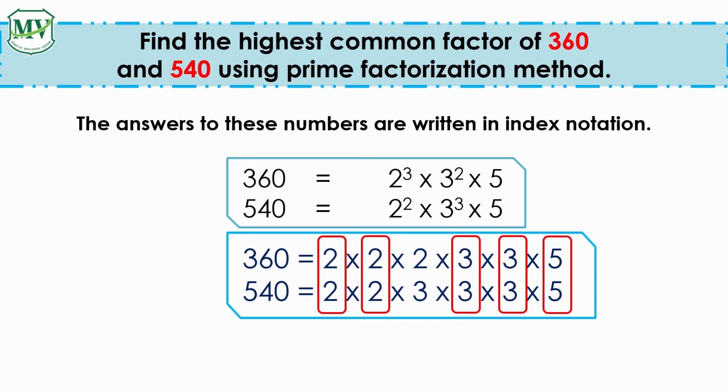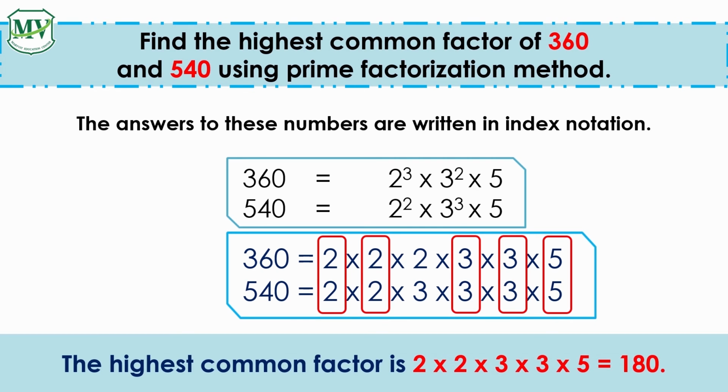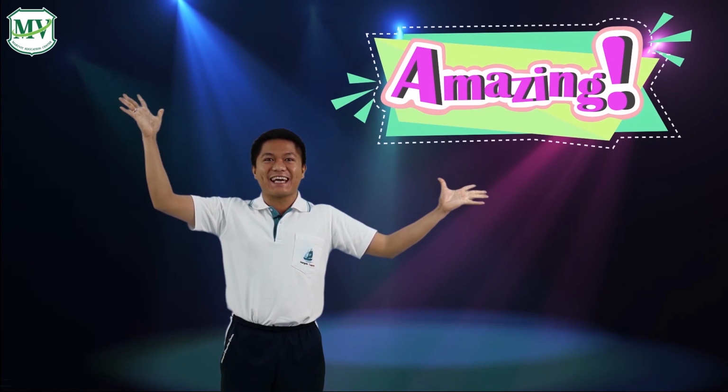Then, we will multiply the common factors that are grouped together to find the highest common factor. So, 2 times 2 times 3 times 3 times 5 equals 180. The highest common factor is 180. Did you get the correct answer? Amazing!